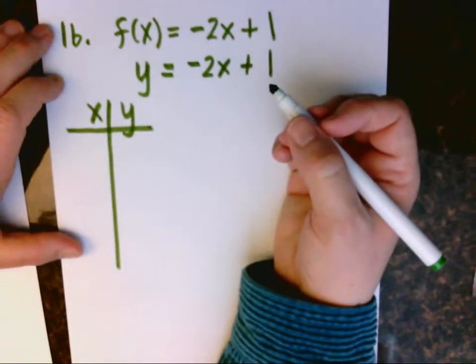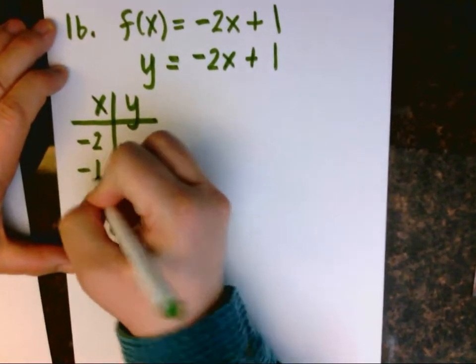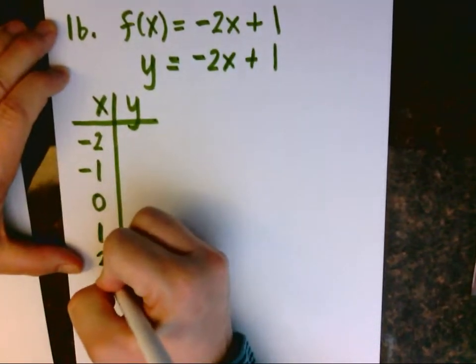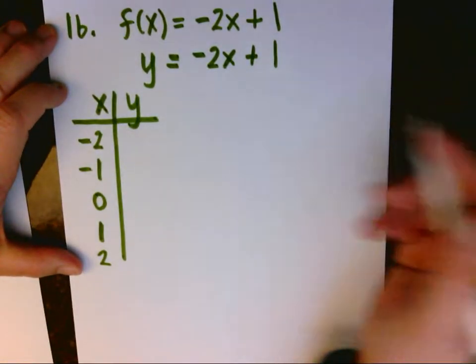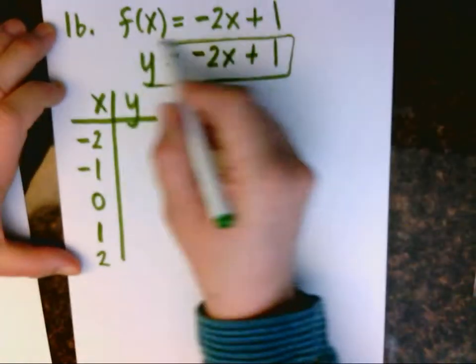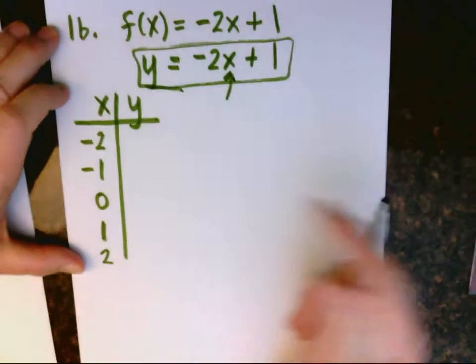And we will pick the values. Again, I'm just going to take -2, -1, 0, 1, and 2 as the x values that I'm going to choose for this function. So now I take this function right here and I go through it with all the different x's that I've chosen and put them in and find the y.